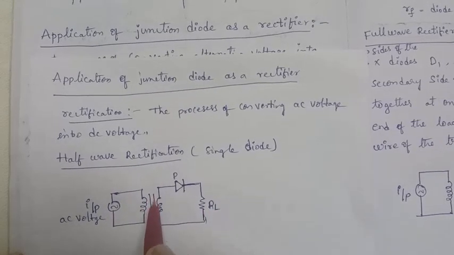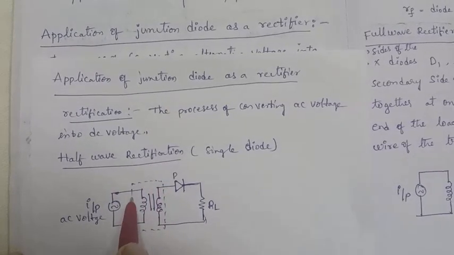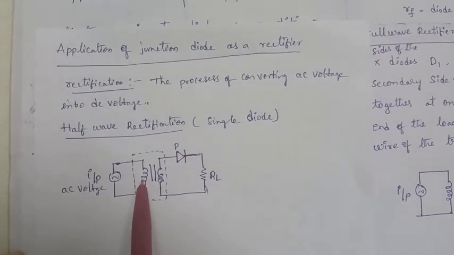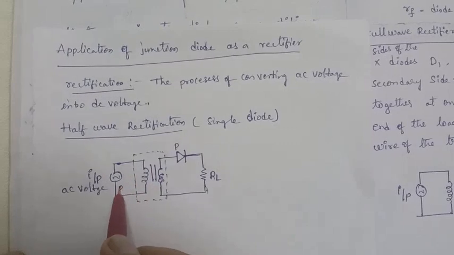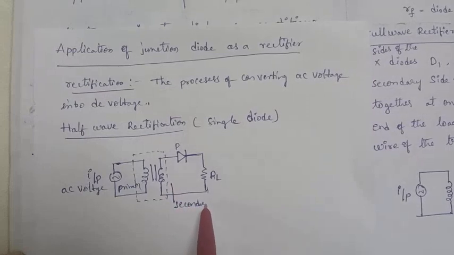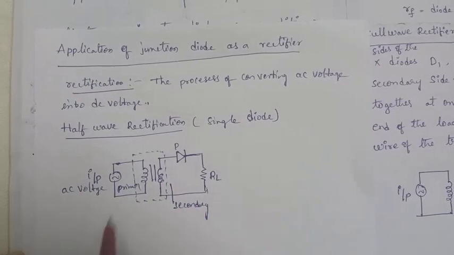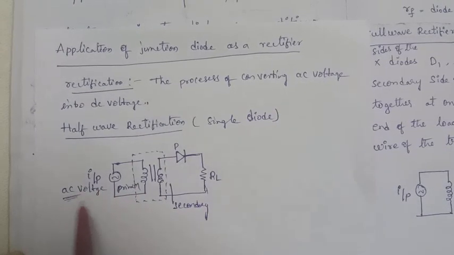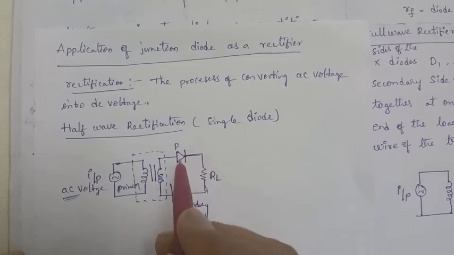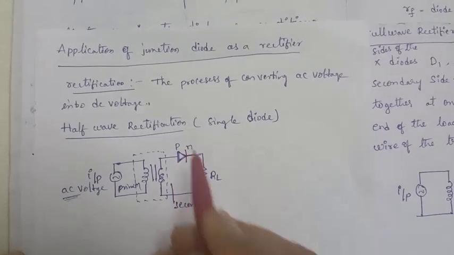This is the construction part. It is the primary part of the transformer and it is the secondary part of the transformer. To the primary part you connect the AC voltage, which is the input part, and the secondary part is connected to the diode, and this diode is connected in series with the load resistor. It is the P terminal and it is the N terminal.